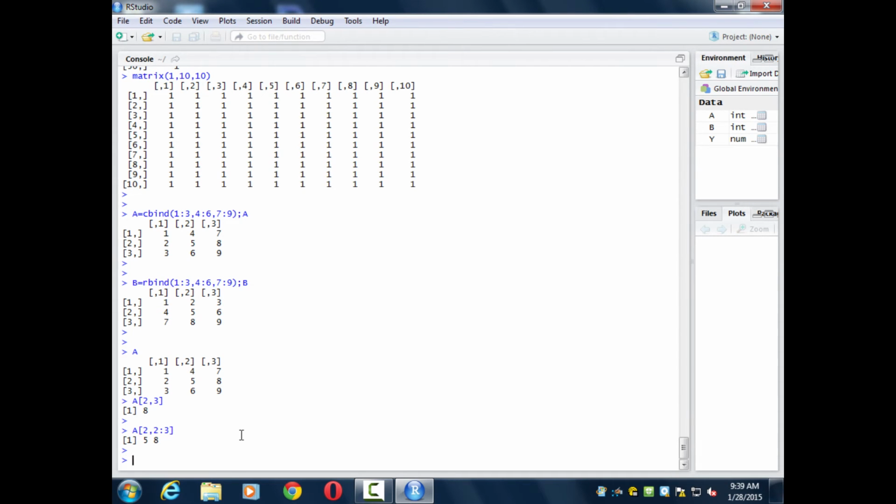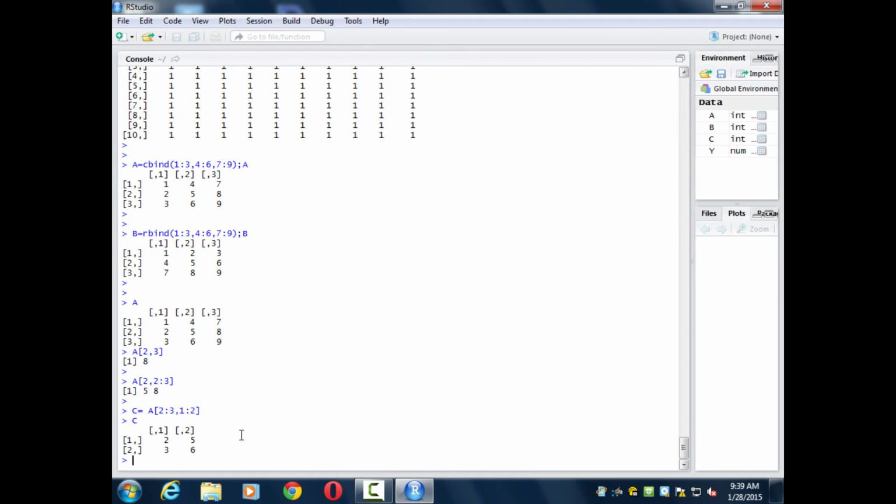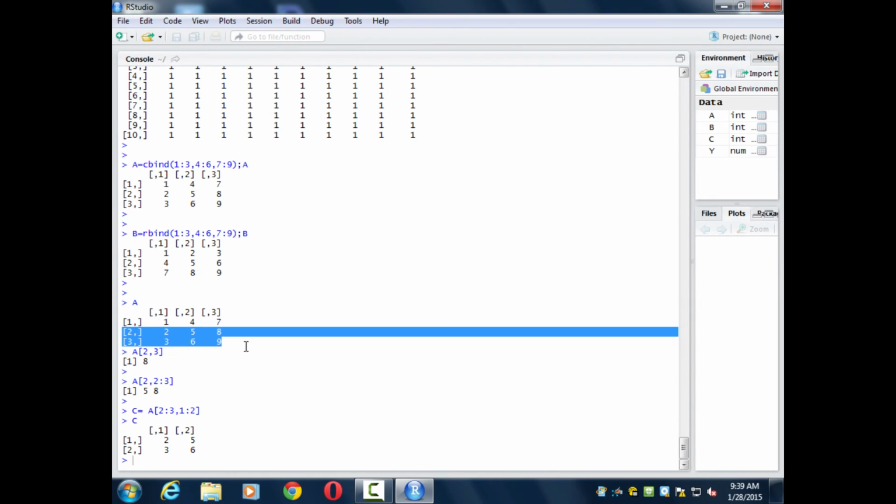Similarly, we could define a submatrix of a given matrix. For example, let's say that C is entries in A that contain rows 2 and 3 and columns 1 and 2. Right? So we're looking at A, rows 2 and 3, but we're only interested in the first and second column. So that gives us this submatrix with entries 2, 5 on the first row, 3 and 6 on the second row.